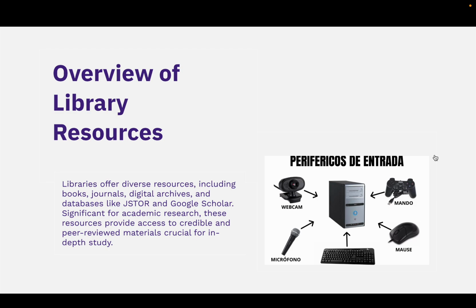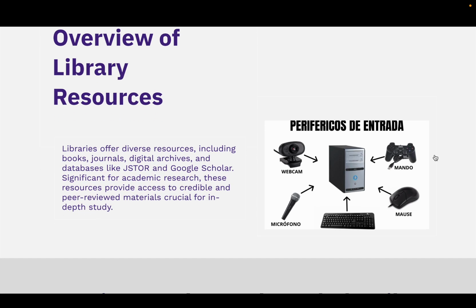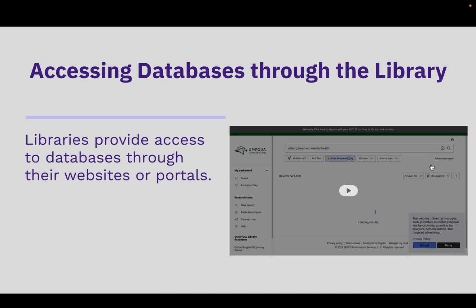So, libraries like the UCC library offer diverse resources, including books, journals, digital archives, and databases like JSTOR and Google Scholar. These are significant for academic research. These resources provide access to credible and peer reviewed materials, crucial for in depth study. So let's look at UCC's database specifically.